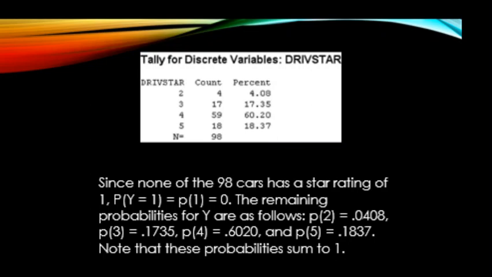So we can change this to a probability like this. Probability of 2 is 0.0408. Probability of 3 is 0.1735. Probability of 4 is 0.6020. And probability of 5 is 0.1837. If you add these, you get a sum of 1. That means these are the total probabilities. There cannot be a star rating outside of 2, 3, 4, or 5. There is nothing with 1, and you cannot have more than 5 stars in this example.